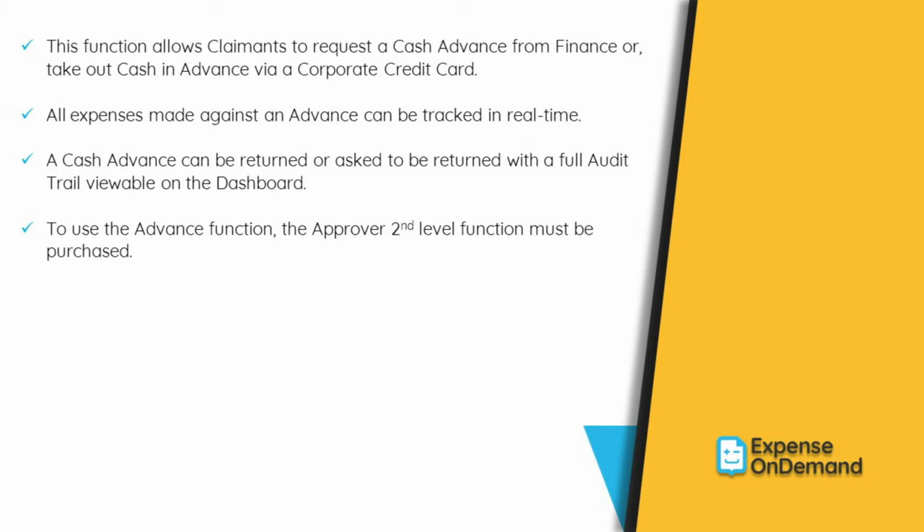This function allows claimants to request a cash advance from finance or take out cash in advance via a corporate credit card. All expenses made against an advance can be tracked in real time. A cash advance can be returned or asked to be returned with a full audit trail viewable on the dashboard. To use the advance function, the approver second level function must be purchased.